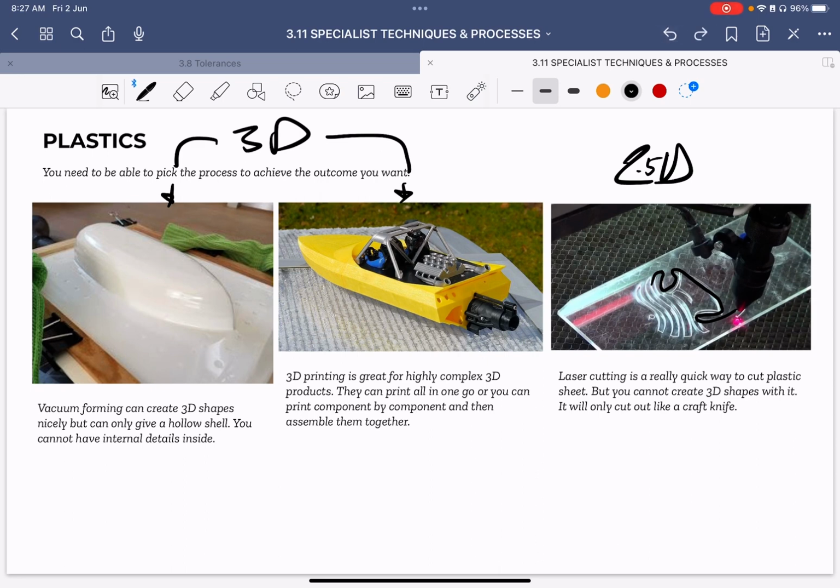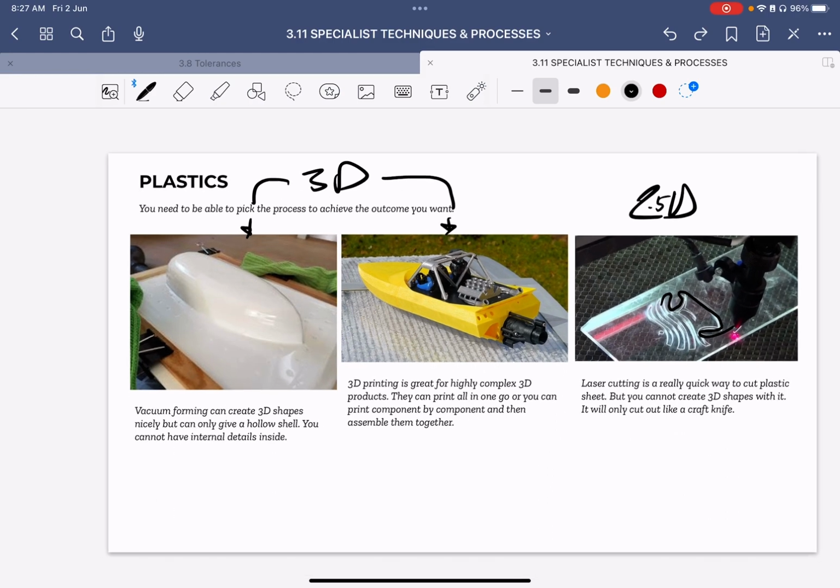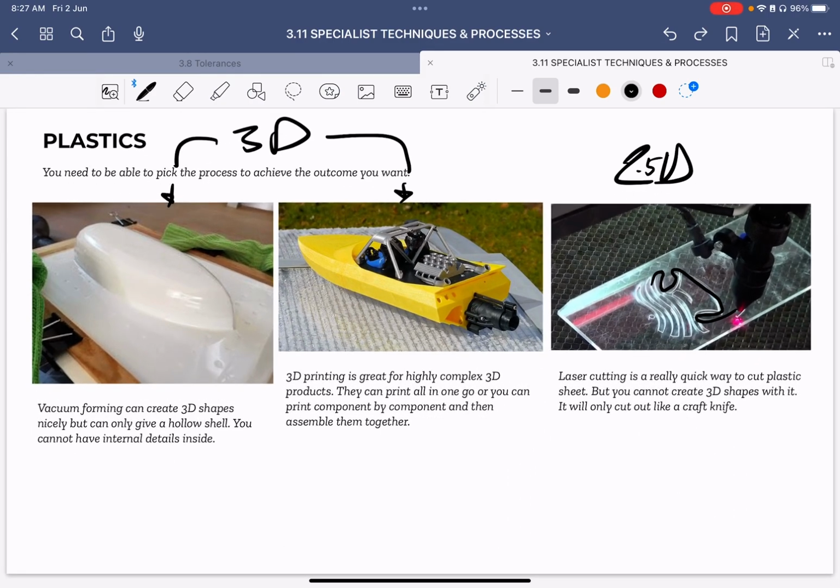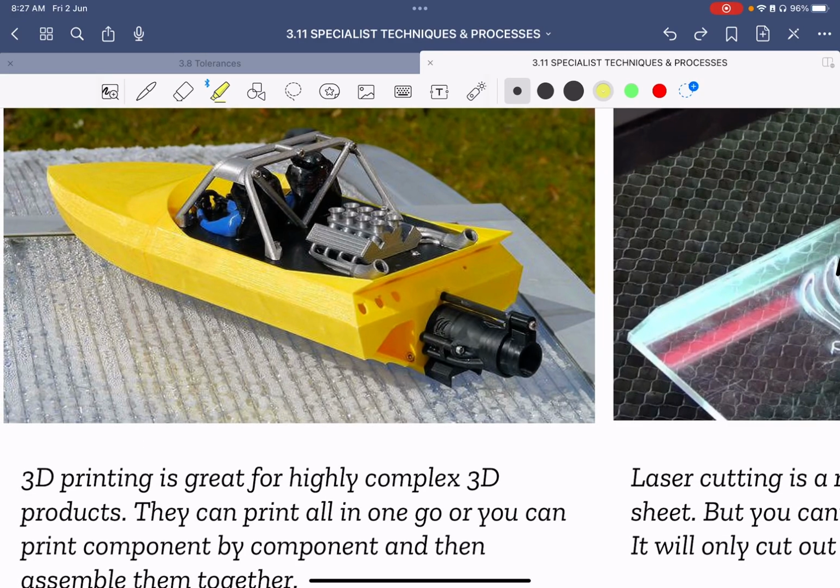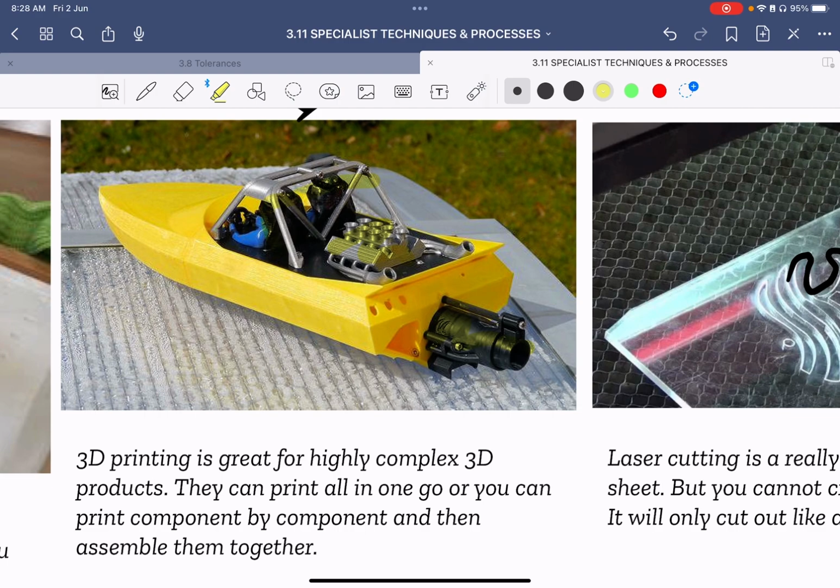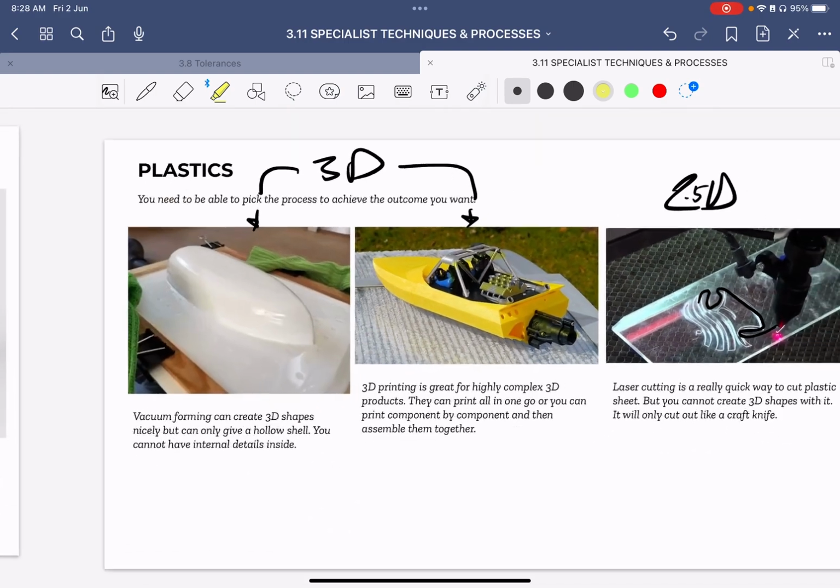So if it was cutting a boat, it would literally just be a straight-sided shape going down through the material like that, and then you'd have to shape it by hand afterwards. So that's the difference between laser cutting and then the 3D processes. Laser cutting is very quick and it's very accurate. 3D printing is slow, but it's accurate. And also with 3D printing, you can actually print complex assemblies all in one go. So you can see all these parts here have been 3D printed. So we've got the engine there, the jet engine at the back, and then the frame, and all those kinds of things can all be printed at the same time. So you can actually print an assembly.